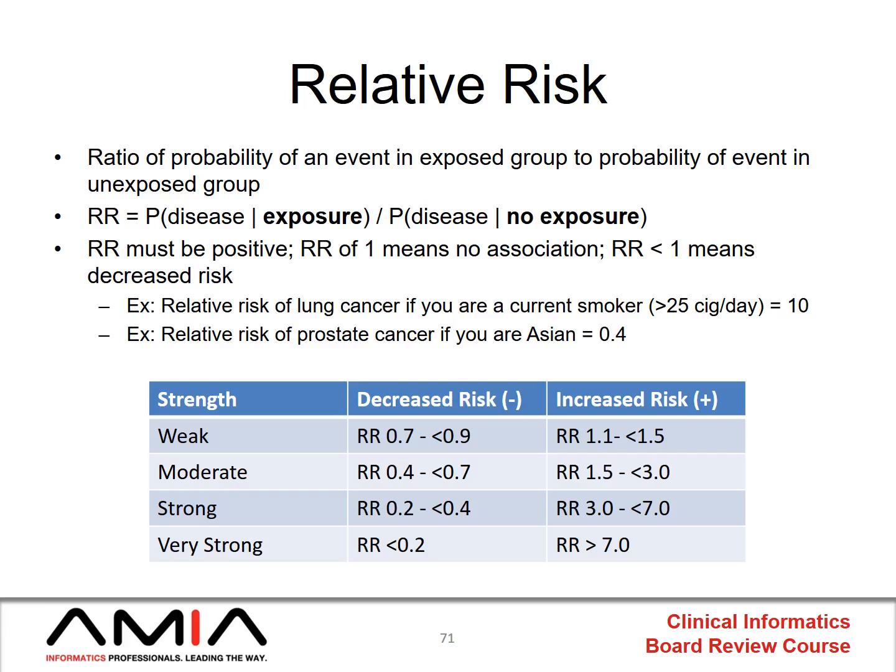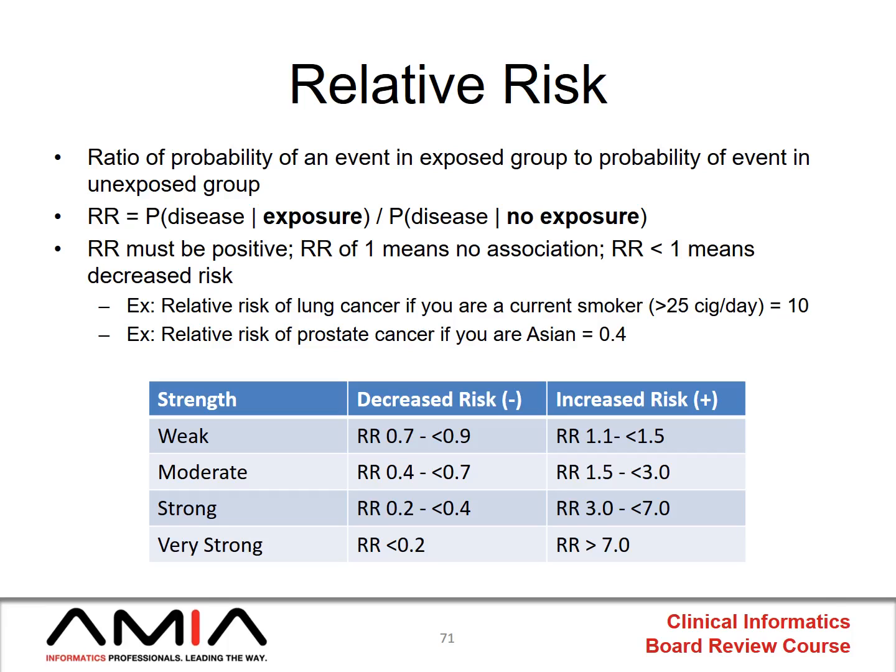It's basically the ratio of the probability of an event in an exposed group to the probability of an event in an unexposed group. And so it's the ratio of 2 different conditional probabilities indicated by this equation here, that the relative risk is equal to probability of disease given exposure divided by the probability of disease given no exposure. By definition, the relative risk must be positive.